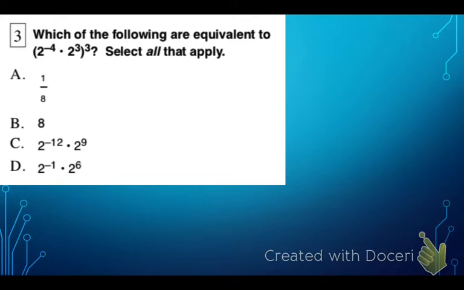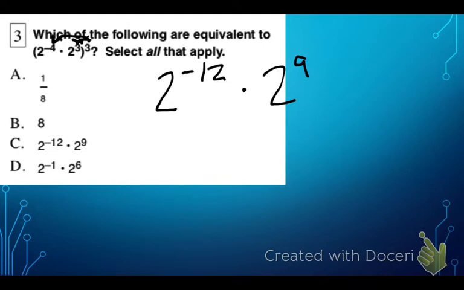of a product rule. So when I take a product to a power, I need to distribute that outside exponent to the exponents that are inside my parentheses. So I need to distribute this 3 to both of my exponents inside. So this would end up being 2 to the negative 12 times 2 to the 9th. So that would be 3 times negative 4 and 3 times 3.